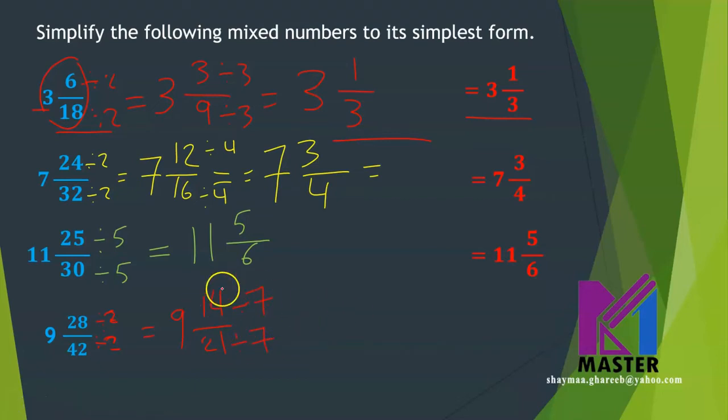14 divided by 7 equals 2. Keep the whole number as it is, always remember. And 21 divided by 7 equals 3. So can I do any more division? No. 2 over 3 is the simplest form. Then 9 and 28 over 42 equals 9 and 2 over 3 in the simplest form. Okay?